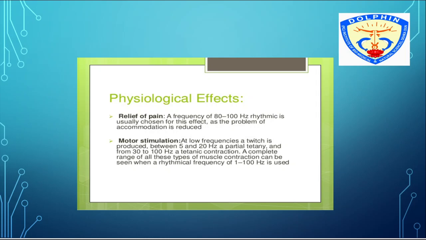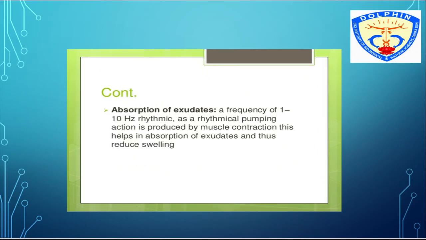While we are using IFT, this will produce the contraction of muscles also, the stimulation of nerve at 50 Hz frequency. Now, for absorption of the exudates, a frequency of 1 to 10 Hz rhythmic is used, as rhythmic pumping action is produced by the muscle contraction. This will help in the absorption of exudates and reduce swelling. It means there is a removal of the excretory or waste products, which helps in reduction of the edema and swelling. So this is the absorption effect of the IFT.